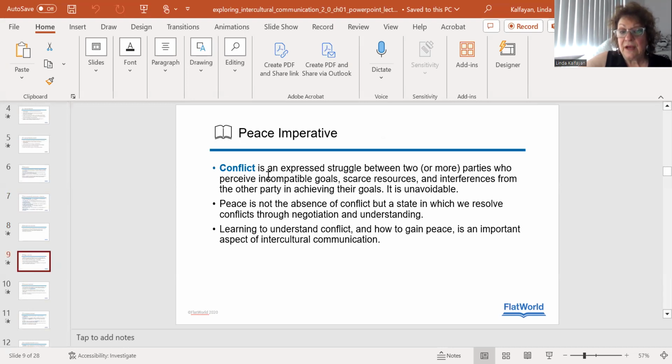The peace imperative: conflict is an expressed struggle between two people. So we're getting the definition of conflict. And then our resolution: peace is not the absence of conflict, but a state in which we resolve conflict. And the key word there is negotiation. That's what we want to understand.